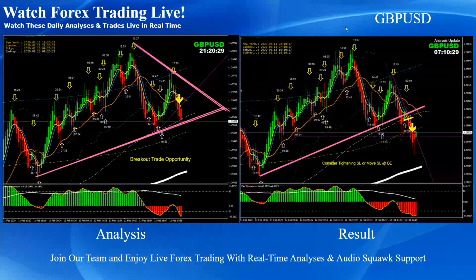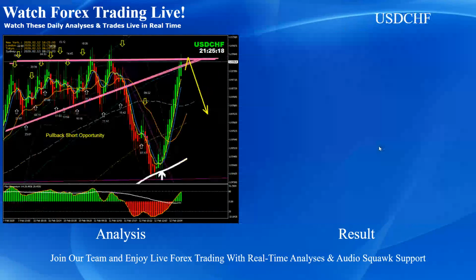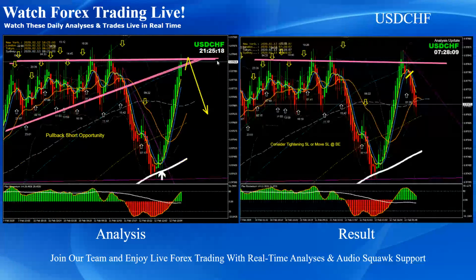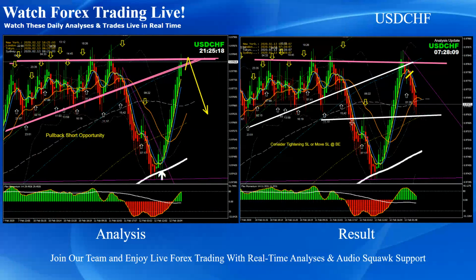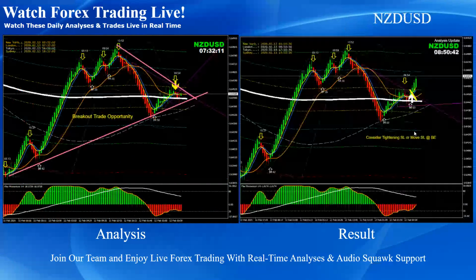Pound dollar, pretty straightforward. Triangle pattern breakout short trade. And dollar Swiss franc, pretty straightforward. As you can see, price nicely respected and it was a beautiful short trade, and we banked some profit as soon as the price hit the support level.